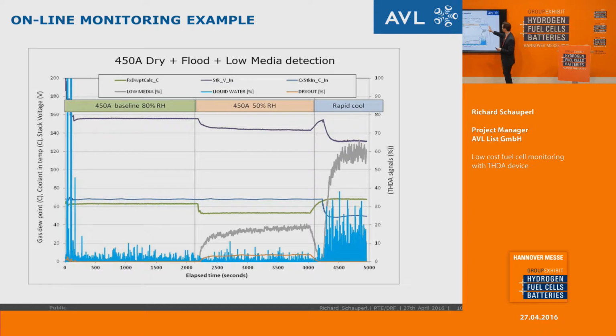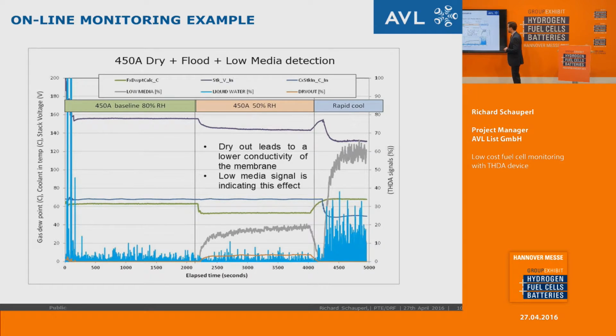One example for low media and dry out is a decrease of the relative humidity. This means, of course, dry out of the stack. When the relative humidity is decreased, this dry out leads to a lower conductivity of the membrane, and this is why the low media signal is also indicating this effect.